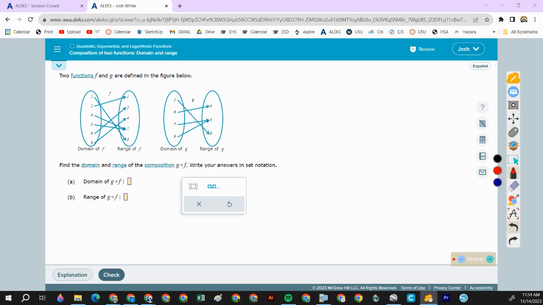So if I wanted to do G of F, which one do I do first? You do the F first. So F takes 1 and turns it into 8. What does G do to 8? Turns it into 5. Okay? So now we look at 2. 2 gets turned into 1, and 1 gets turned into 9.